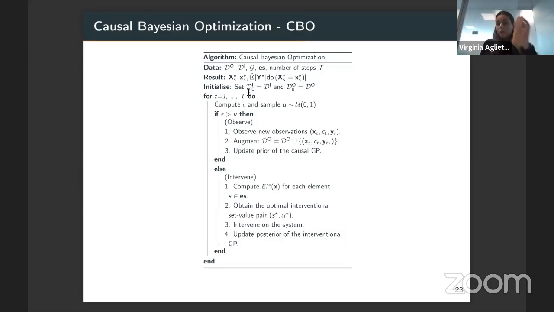If we observe, we update our prior distribution, so we update the prior distribution for all of the models that we are keeping because of the different interventions that we want to evaluate. If instead we intervene, we decide where to intervene based on the expected improvement, so based on a comparison of the different expected improvements for each function. We collect the interventional data and then we update our GP model, that is the GP model associated with the intervention that we decided to perform. This is really important because every time you perform an intervention, you're only going to update the GP, the surrogate model, for the specific intervention that you've performed.